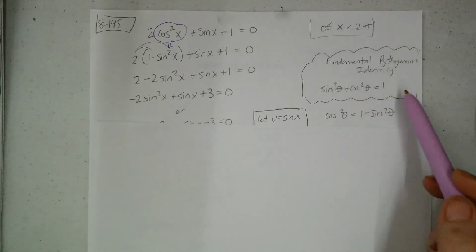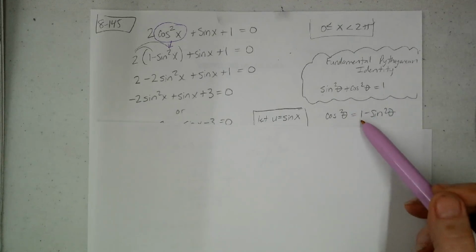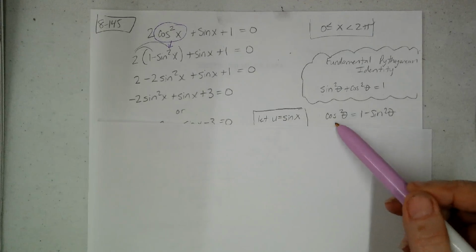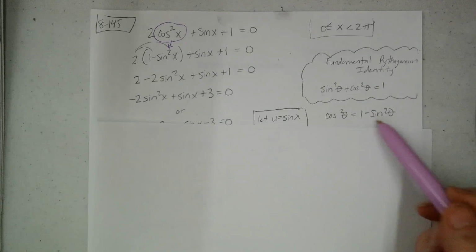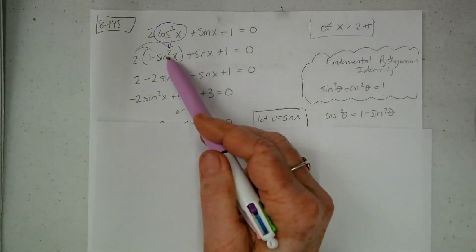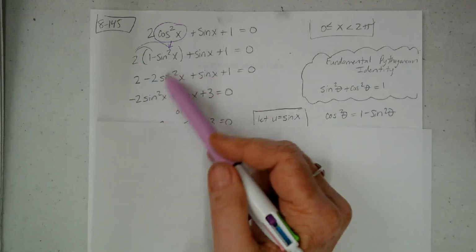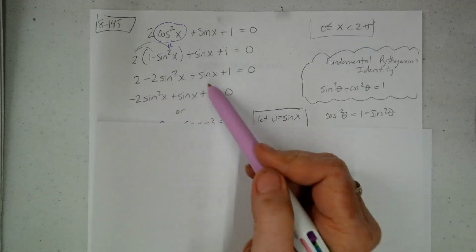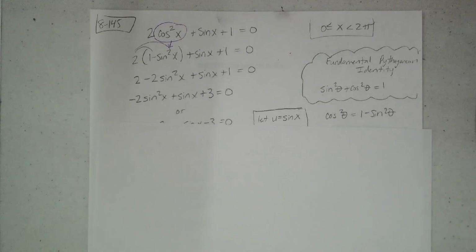I went to the fundamental Pythagorean identity and I said that 1 minus sine squared theta is equal to cosine squared theta, like I subtracted sine squared theta from both sides, and I swapped that in for cosine. So now I can distribute the 2, and I have all the same function. I don't have sines and cosines. I want it all in sines.